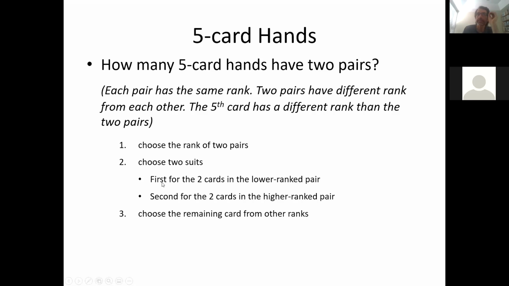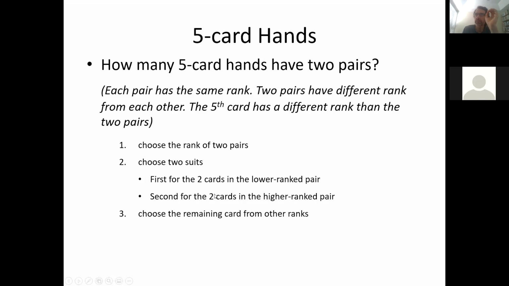Let's separately choose which suits will be these 2 cards from the lower ranked pair, what suits they will have, and then the second process will choose what two suits will be of the 2 cards in the higher ranked pair. Why do I insist on this division, lower rank? Because I have to be clear that there is a separate process that can be applied to this and a separate process that can be applied to this.